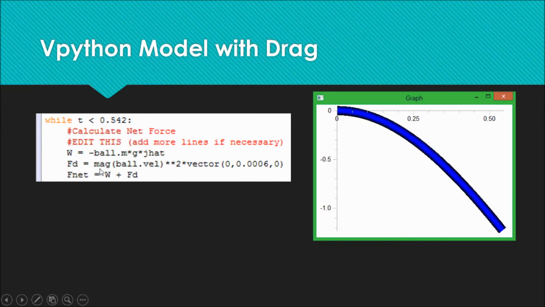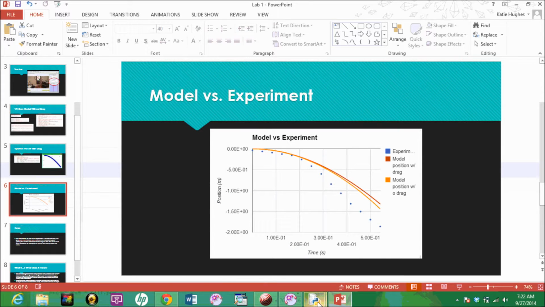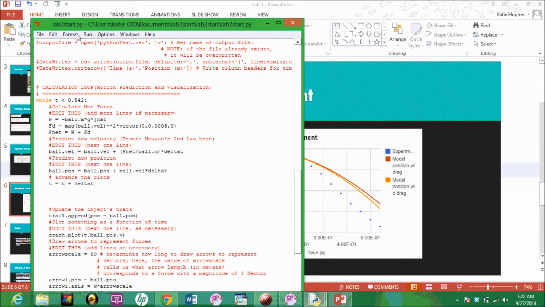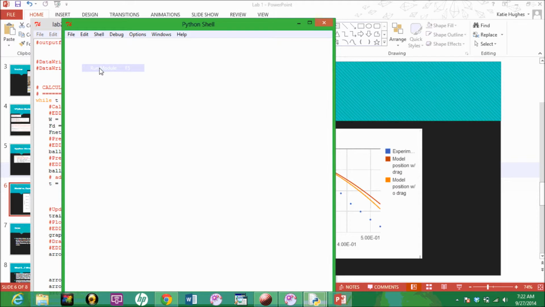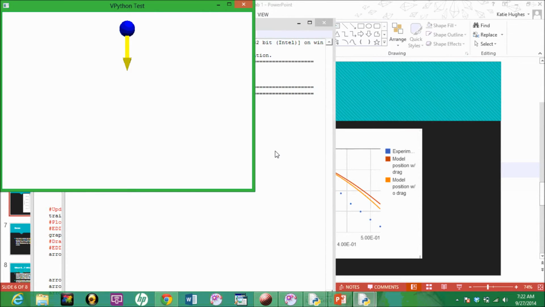Here's the drag force, which equals the magnitude of the velocity squared. When running this model, we can see two arrows that account for the forces. The yellow arrow is the force of gravity, while the blue arrow is the drag force.